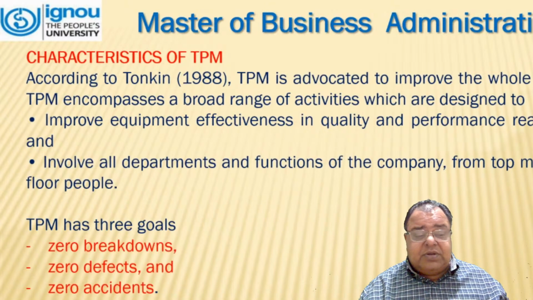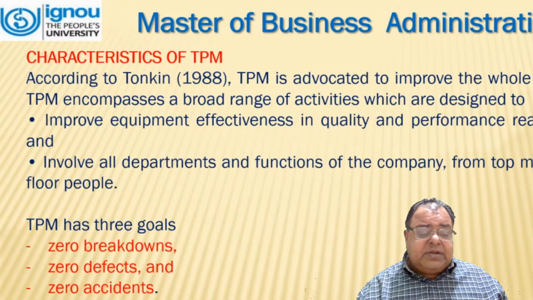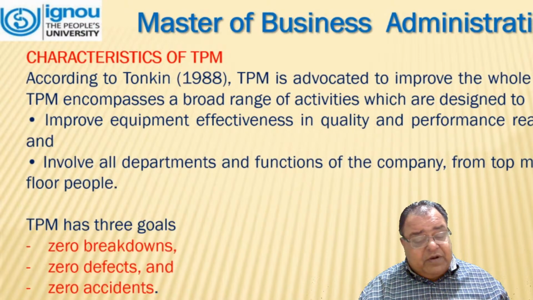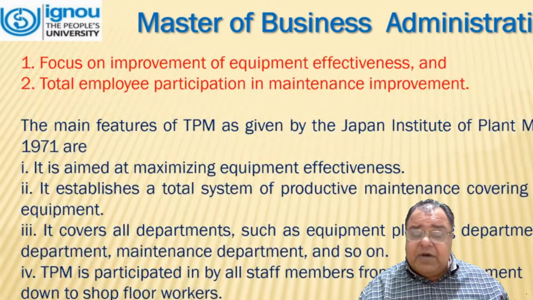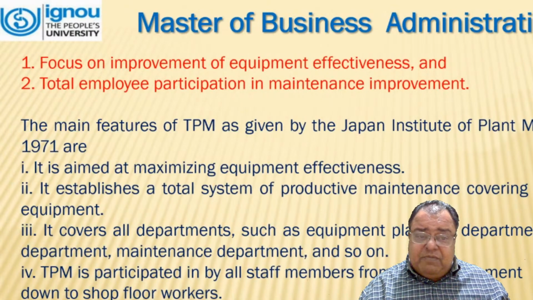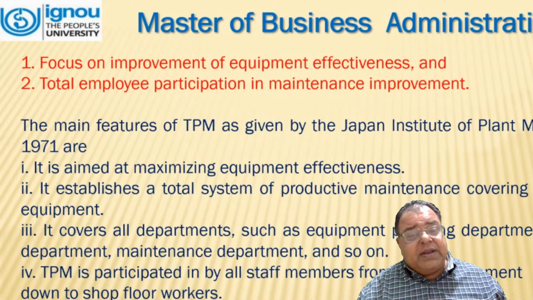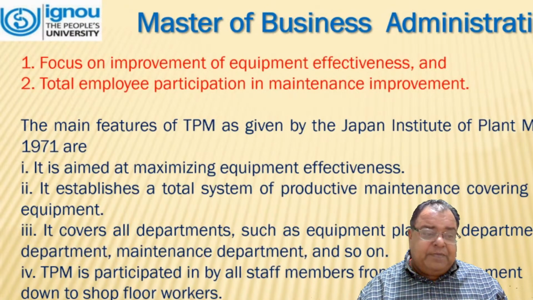TPM has three goals: zero breakdown, zero defects, and zero accidents. It is not a management technique, it is a corporate philosophy or culture which has two core components. First, focus on improvement of equipment effectiveness, and secondly, total employee participation in maintenance improvement.